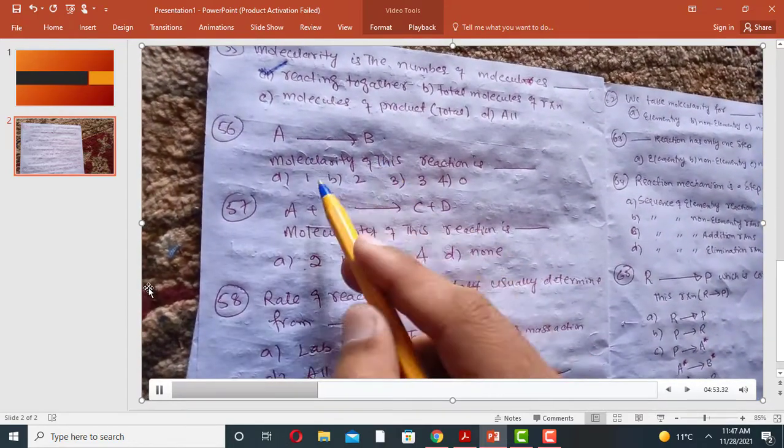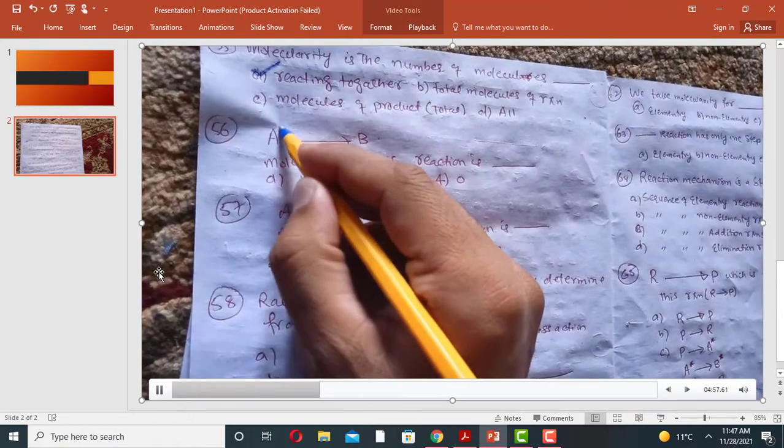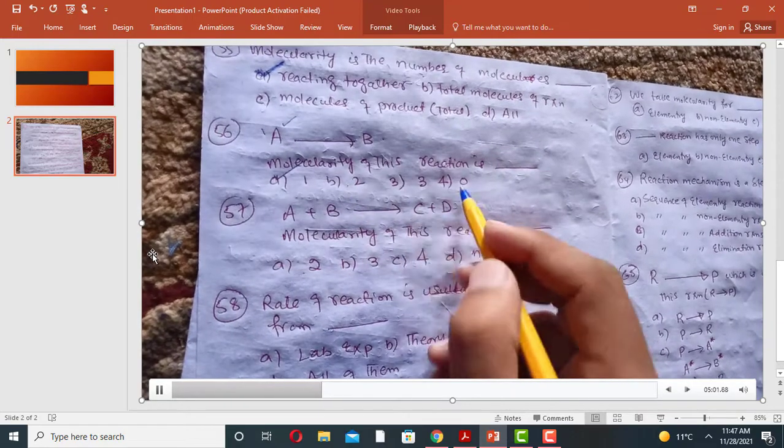A is converted into B. The molecularity of this reaction is 1, 2, 3, or 0? The reacting molecule is 1. So molecularity is 1, not 2, 3 or 0.